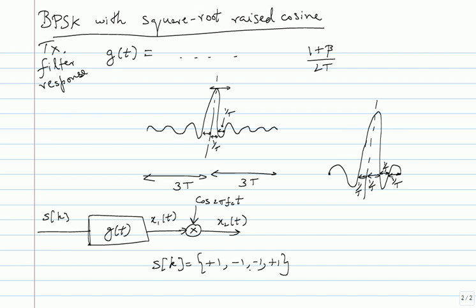Make a plot of X1 of T and X2 of T for this case. Assume f_c T equals 3. See, it's a bit devious, right? It's not as straightforward as the rectangular pulse, which nicely died out after 0 to T. There is something floating around, and you would carefully plot it.